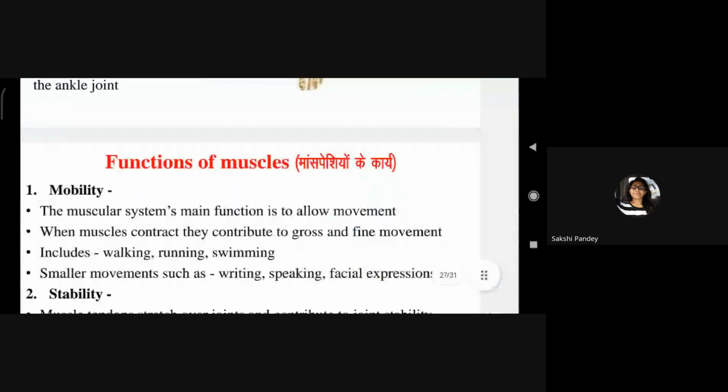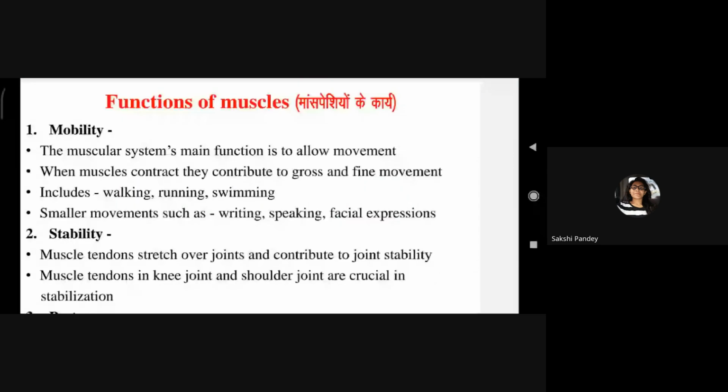Next is function of muscles in general. What are the functions of muscles in general? The muscular system's main function is to allow movement. Okay, first function is mobility. So it allows movement. When muscles contract, they contribute to gross and fine movement, includes walking, running, swimming, and smaller movements such as writing, speaking, facial expressions. So these are very simple concepts.